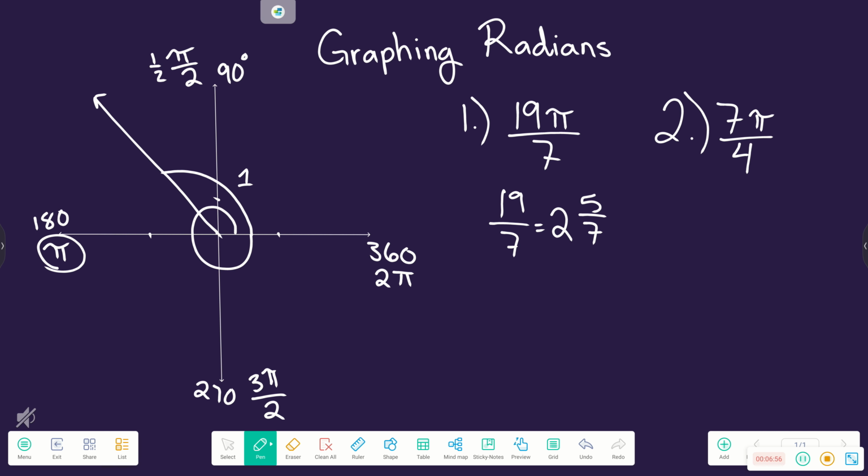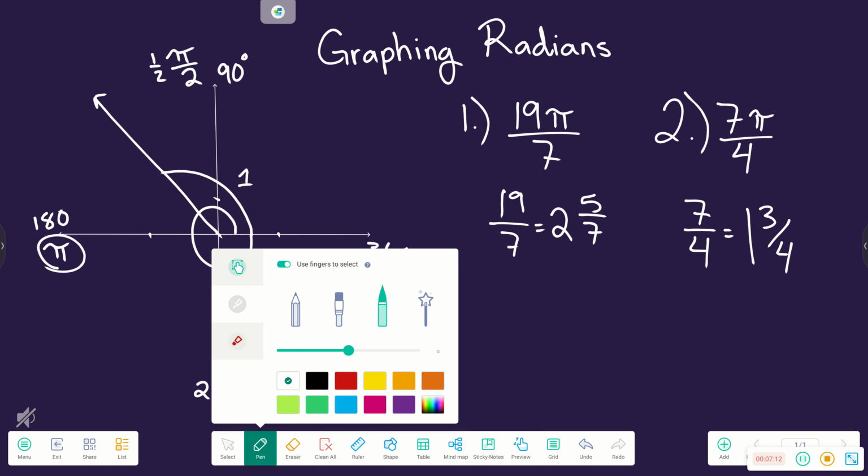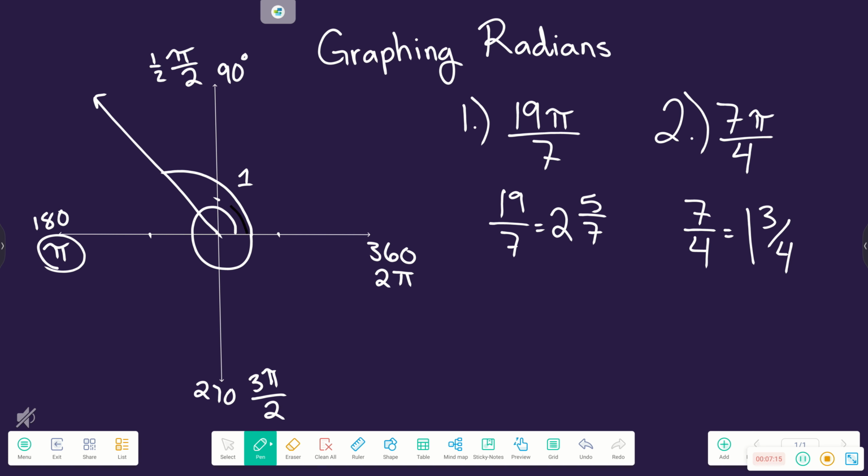For number 2, same thing. I'm going to take my improper fraction, turn it into a mixed fraction. And so I know I'm going a full pi. And then 3/4 is bigger than 1/2. So I am moving into that fourth quadrant. So number 2 should be out in that direction.